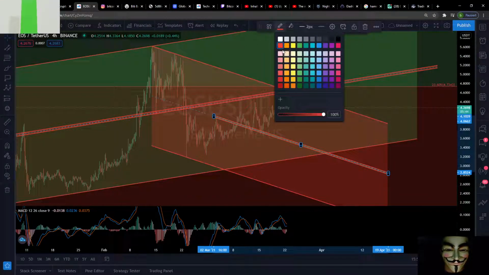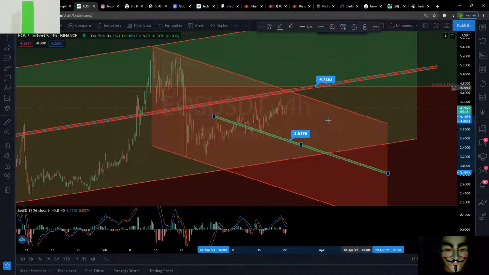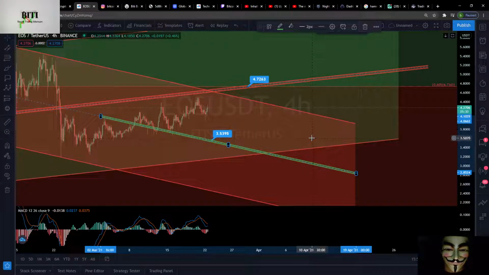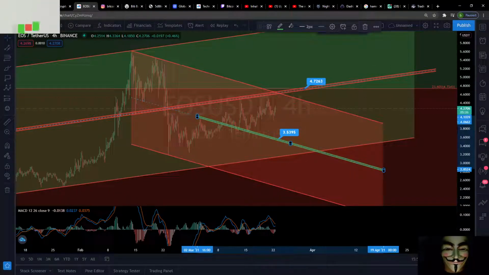So now we can see we are acting between support on the downside, which is momentarily at like $3.50, and the resistance on the upside, which is $4.70. In this price range we're acting momentarily. What is the next big thing we can watch? MACD is bearish. Okay, fine.